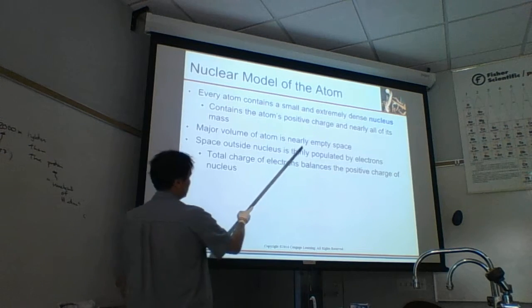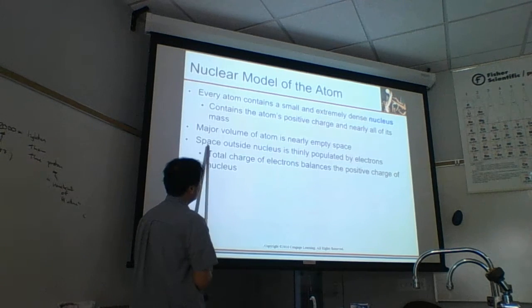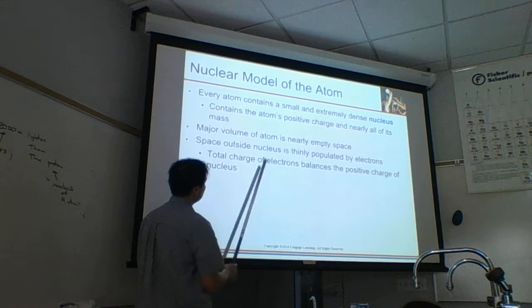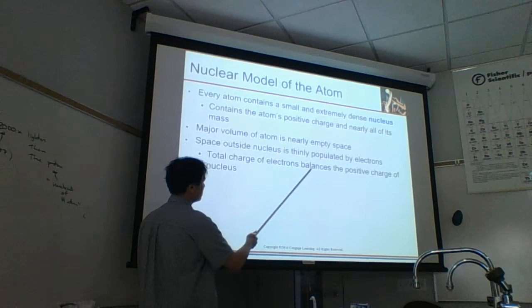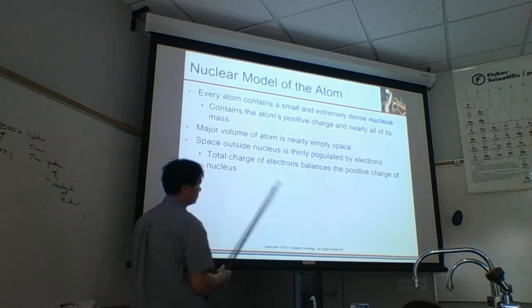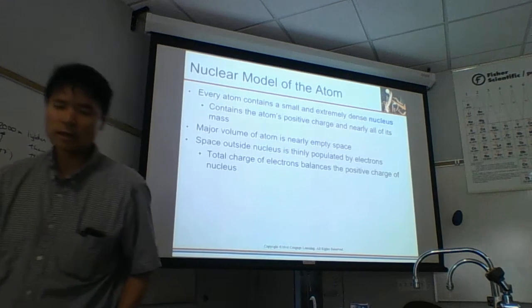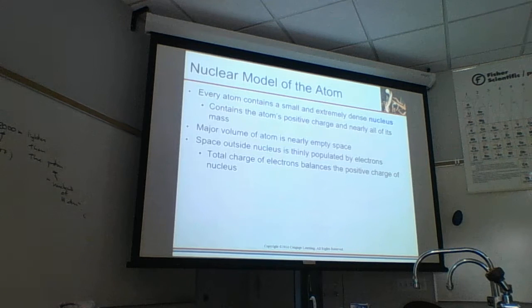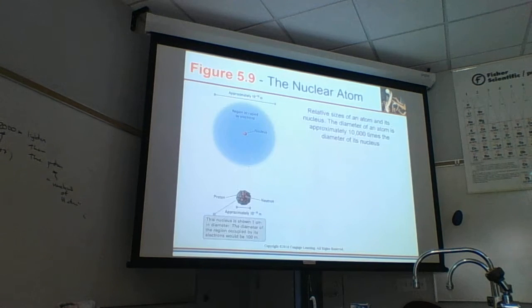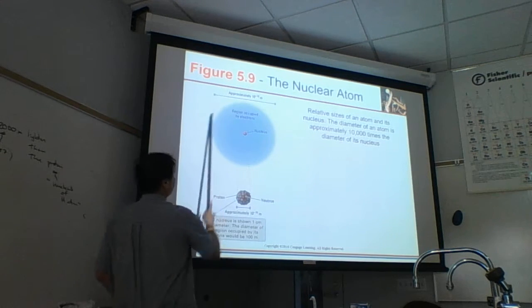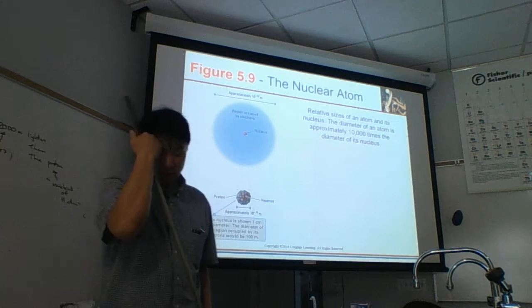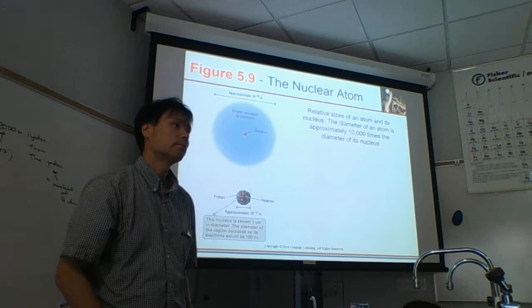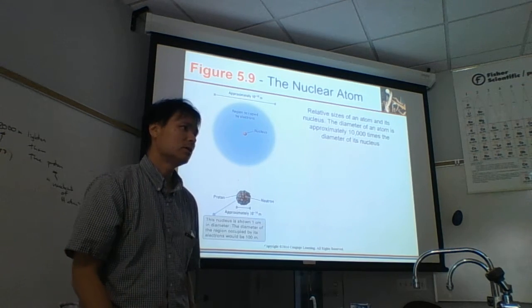The major volume of the atom is nearly all empty space. The space outside the nucleus is thinly populated by electrons. The total charge of the electrons, which are negative, balances out the total charge of the nucleus, which is positive. So we have electrical neutrality. Electrical neutrality is important. That is, positive charge is equal to the negative charge. And so this is how we visualize the atom. Let's say the atom's about this big, 10 to the minus 10 meters. 10 to the minus 10 meters is best represented using what? You know what 10 to the minus 10 meters is called?